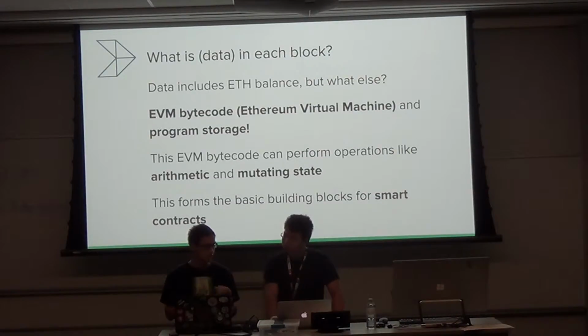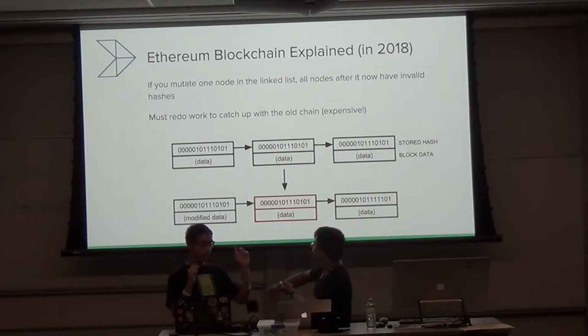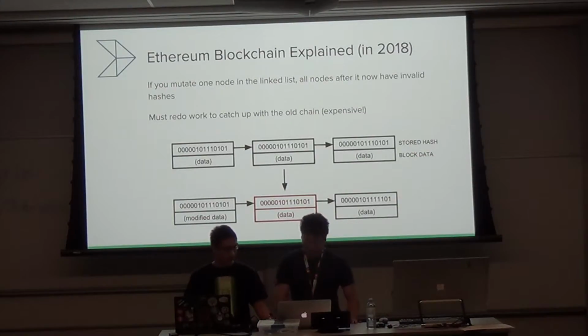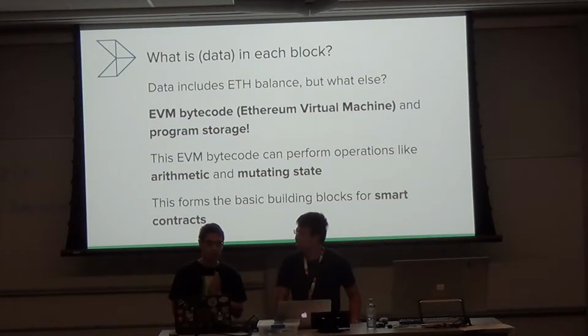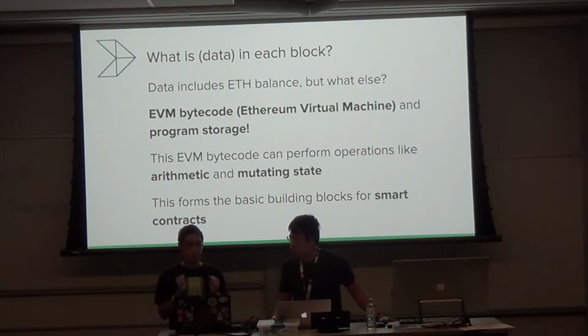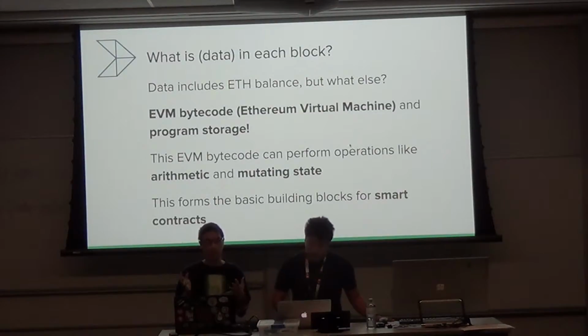So recall that two slides ago, you see in brackets data for every single block. So what does that data mean? Data has to be something, but what is that something? In our case, each block in the Ethereum blockchain has to store a bunch of Ethereum balances and, as we talked about before, transactions, and also the hash of the previous block. But what else can it store? Data can also include something very interesting, EVM bytecode and program storage.